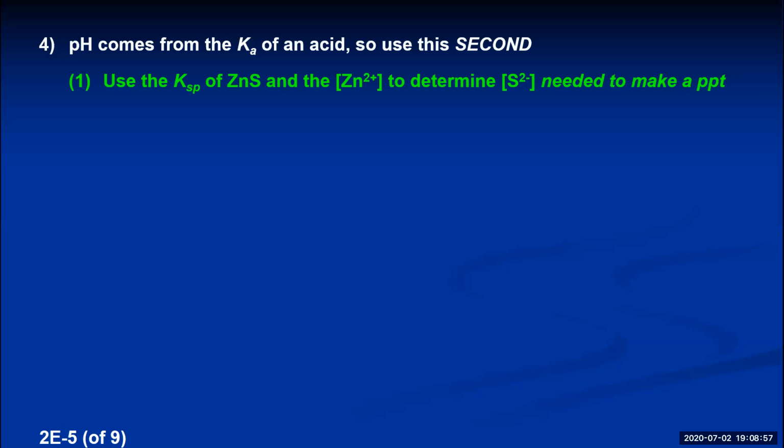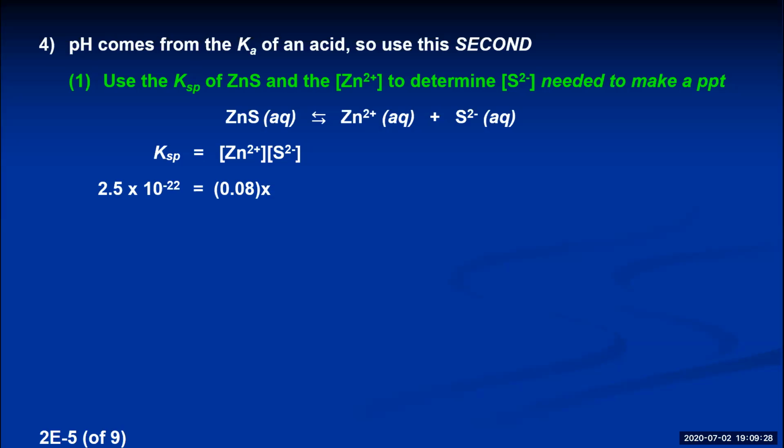We're going to use the KSP of zinc sulfide. And what else have they told us? They've told us the zinc ion concentration. So we're going to know the concentration of one ion in the salt. We can solve for the other, just like in the previous problems in this homework. So here's the reaction for the dissolving of zinc sulfide in water. The KSP expression is concentration of zinc ions multiplied by concentration of sulfide ions. And if we know the zinc concentration is 0.08, and we can look up the KSP on handout 4, we can solve for the sulfide ion concentration, and that's what I've done.